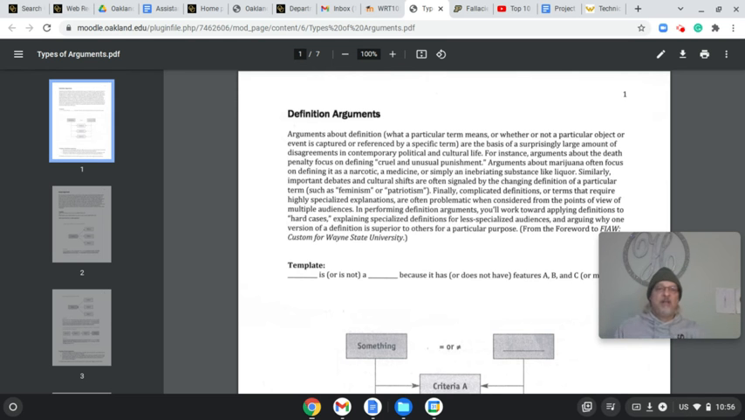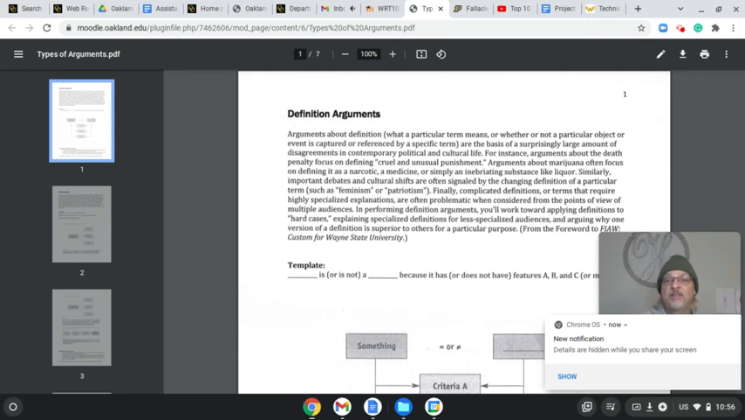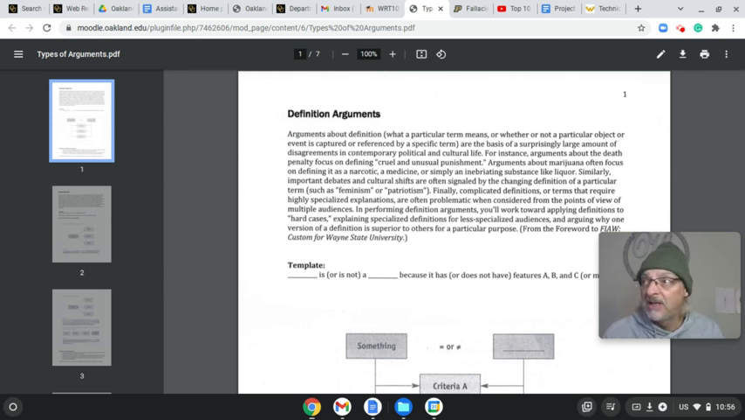Let's go back to argument of definition. You think about, what is marriage is a big one. Punishment is a big one. What else do they say here? Feminism, patriotism, freedom. What does freedom mean? Freedom would be one if your article is talking about something having to do with freedoms, especially with COVID. Am I free if I have to wear a mask? Someone can't tell me what to do because I'm free. That would be something along the lines of a definition argument.